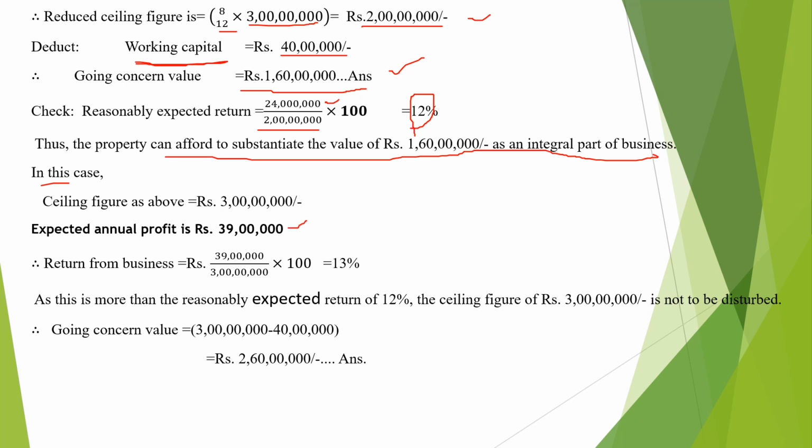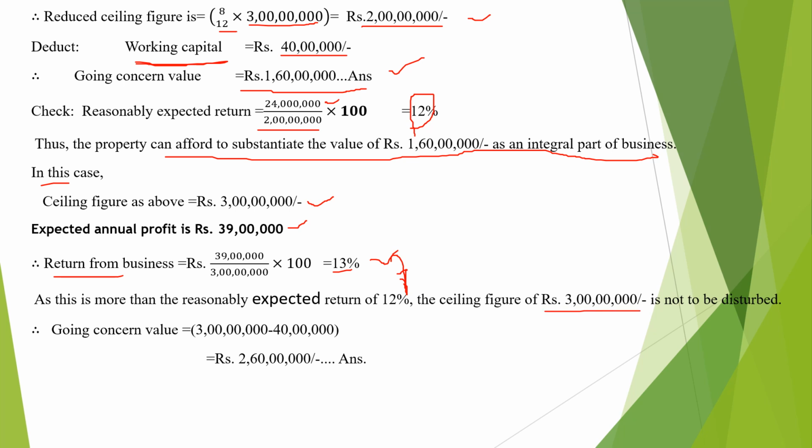Ceiling figure is still 3 crore, which is given in the example. As you see here, your return is 13%. In the first case it was 8%, when the expected annual profit was 24 lakh. Now it is 13%, so it is above 12%. So you need not reduce the ceiling value. The ceiling figure will remain as 3 crore.